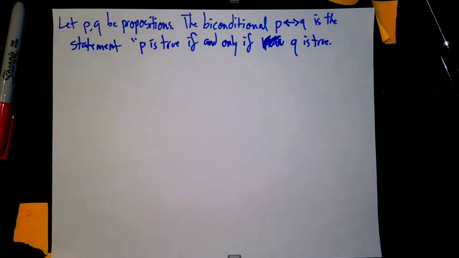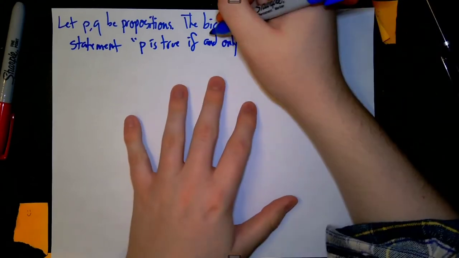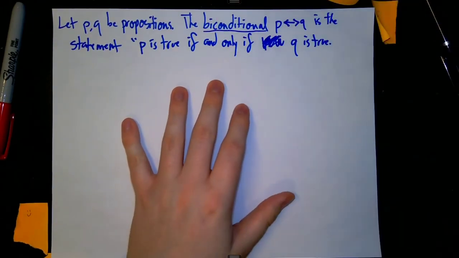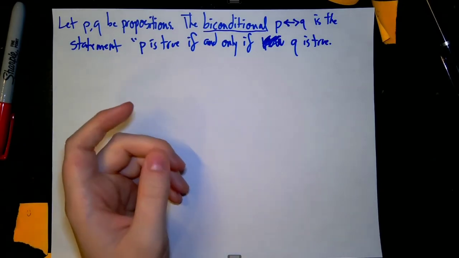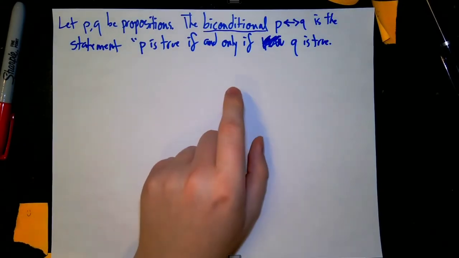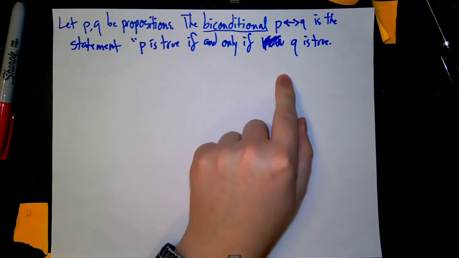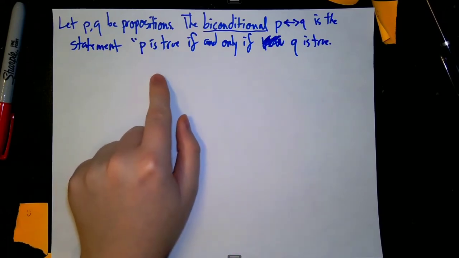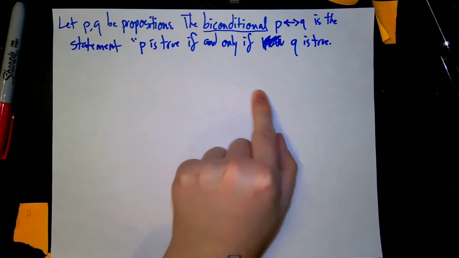All right, now I want to talk about the last logical operator in this class. So now we'll move on to the last logical operator that we'll talk about in this class, and that's the biconditional operator. If P and Q are propositions as usual, then the biconditional statement, P if and only if Q, is the statement P is true if and only if Q is true.